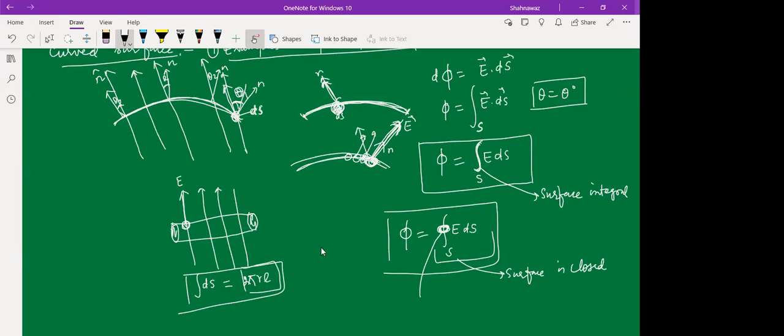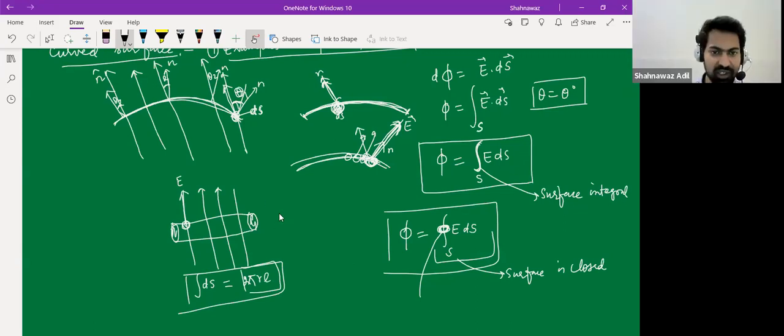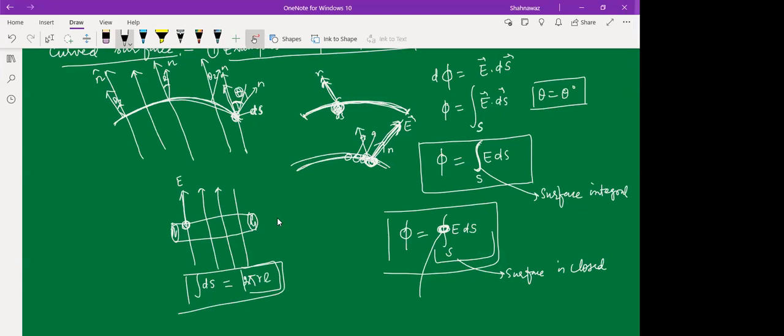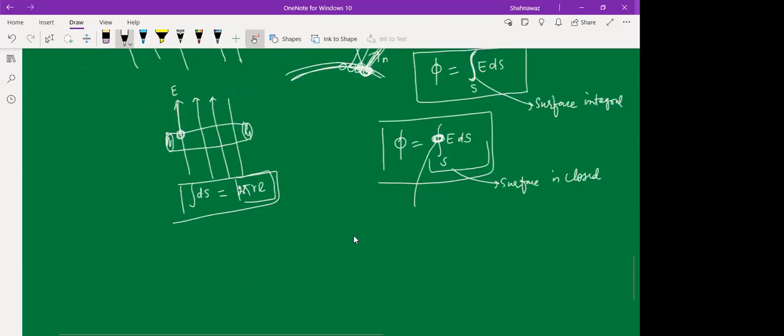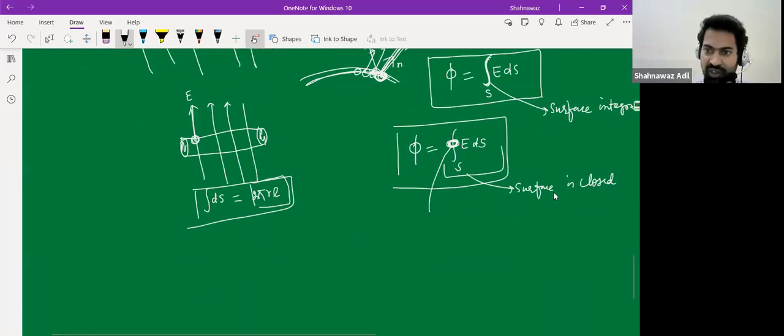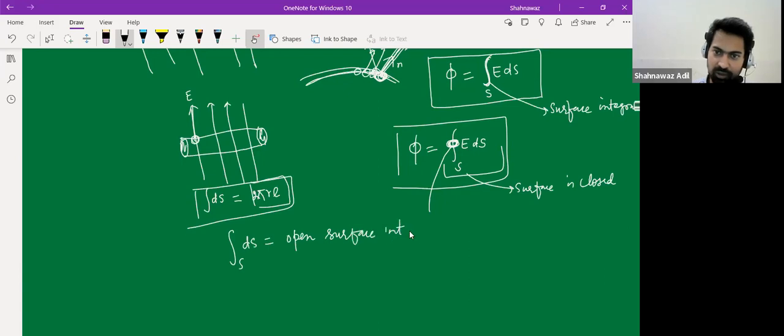Now, what is the other integral called? Like in the surface closed? Yeah, so this is closed surface and this is open surface. So if I integrate like this, this is an open surface integral. And if I write the integral like this, this is a closed surface integral. So can you guys give me an example of a closed surface integral?